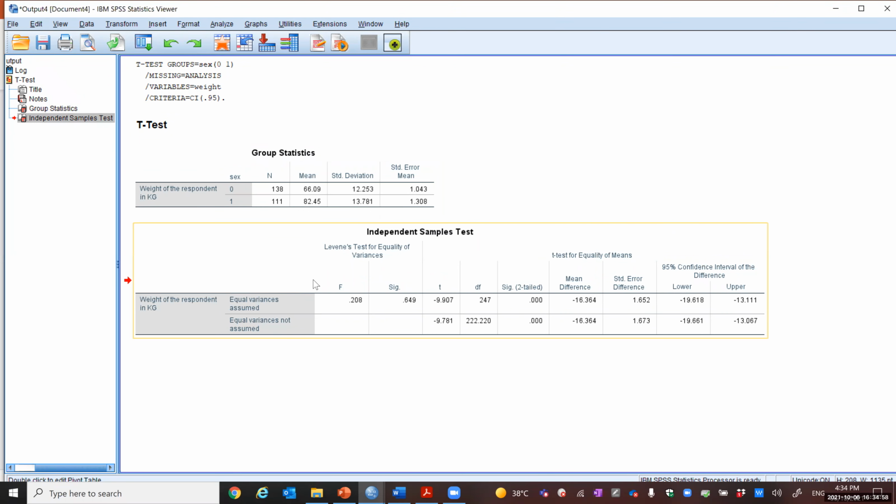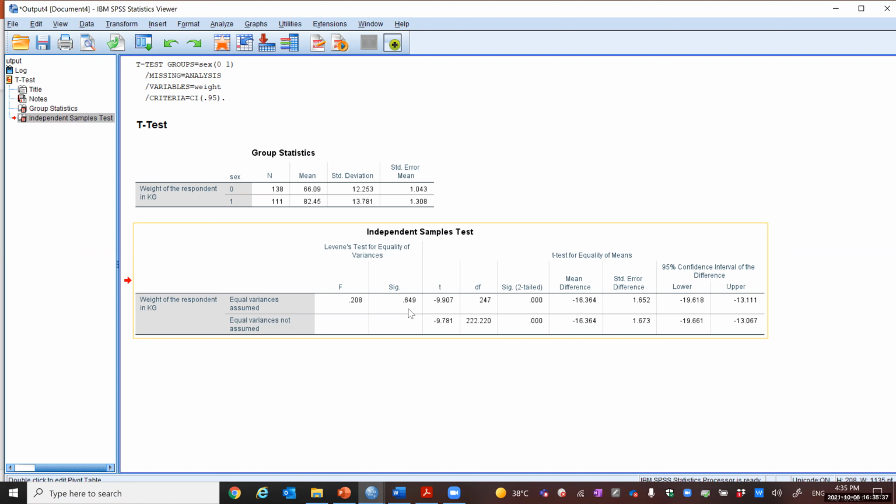If you go to the second table, we talked about Levene's test. Now Levene's test checks for homogeneity of variances of both groups. If you look at the statistics of the Levene's test, here you get the F value, which is 0.208, and the significance level is 0.649. Now, do you think that the variances of both groups are equal or not equal?